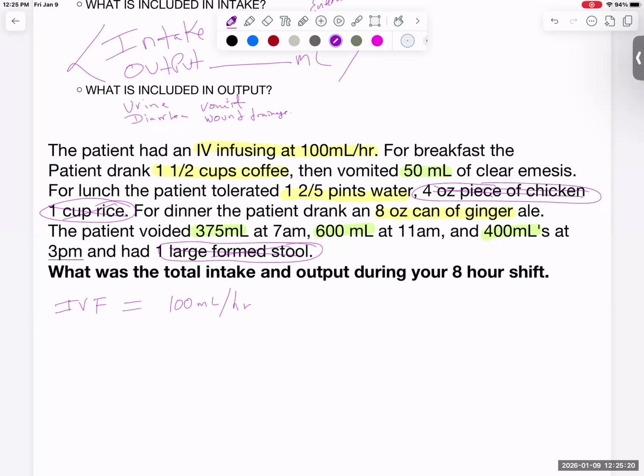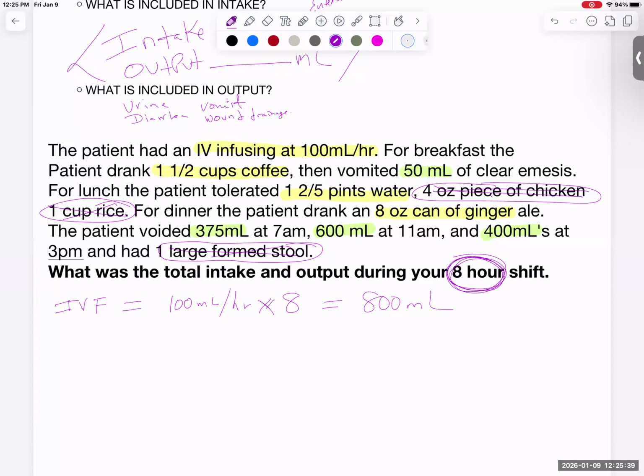And I just asked you to solve for what? For 8 hours. An 8-hour shift. Oh, you did. 800. So what's my answer? I have 800 milliliters just in IV fluids.